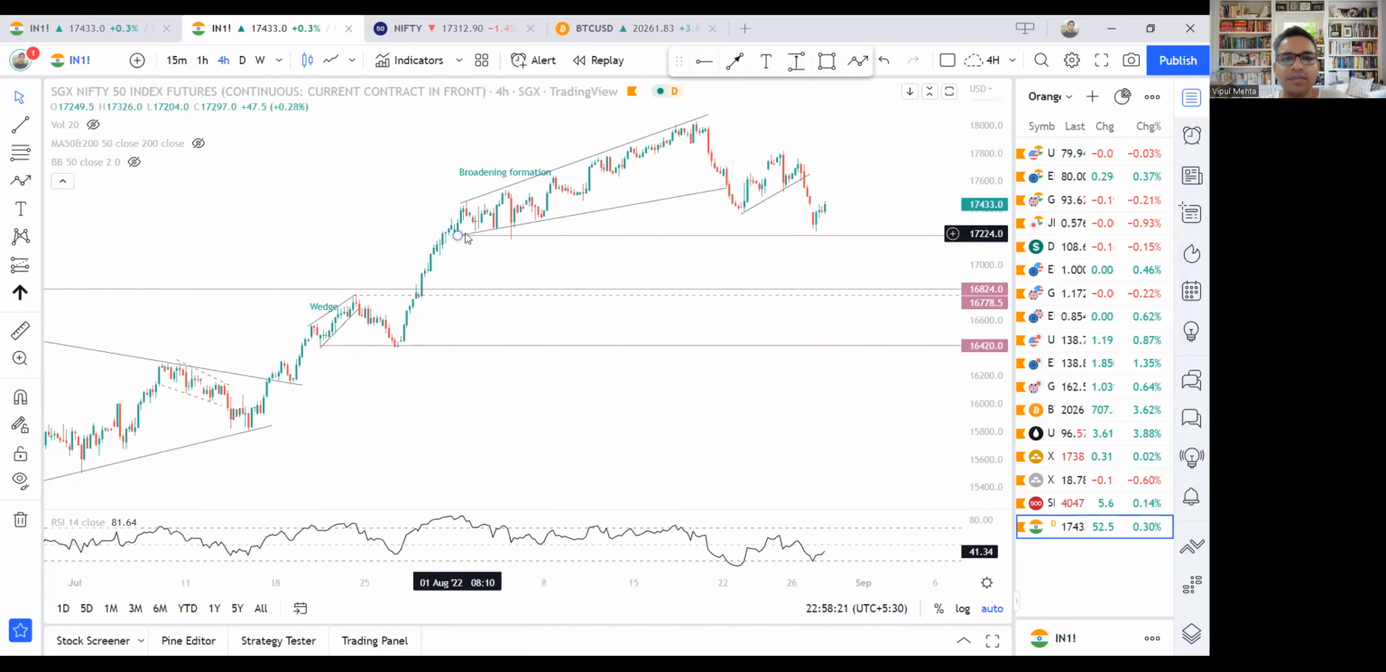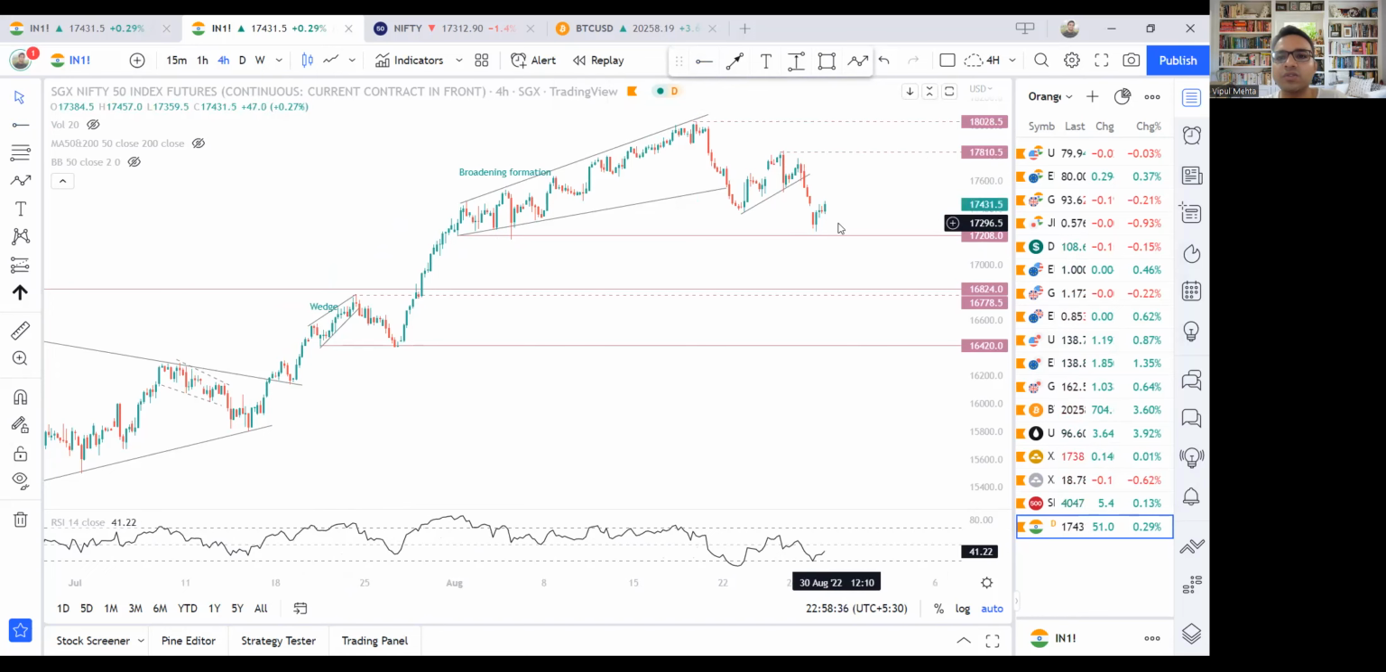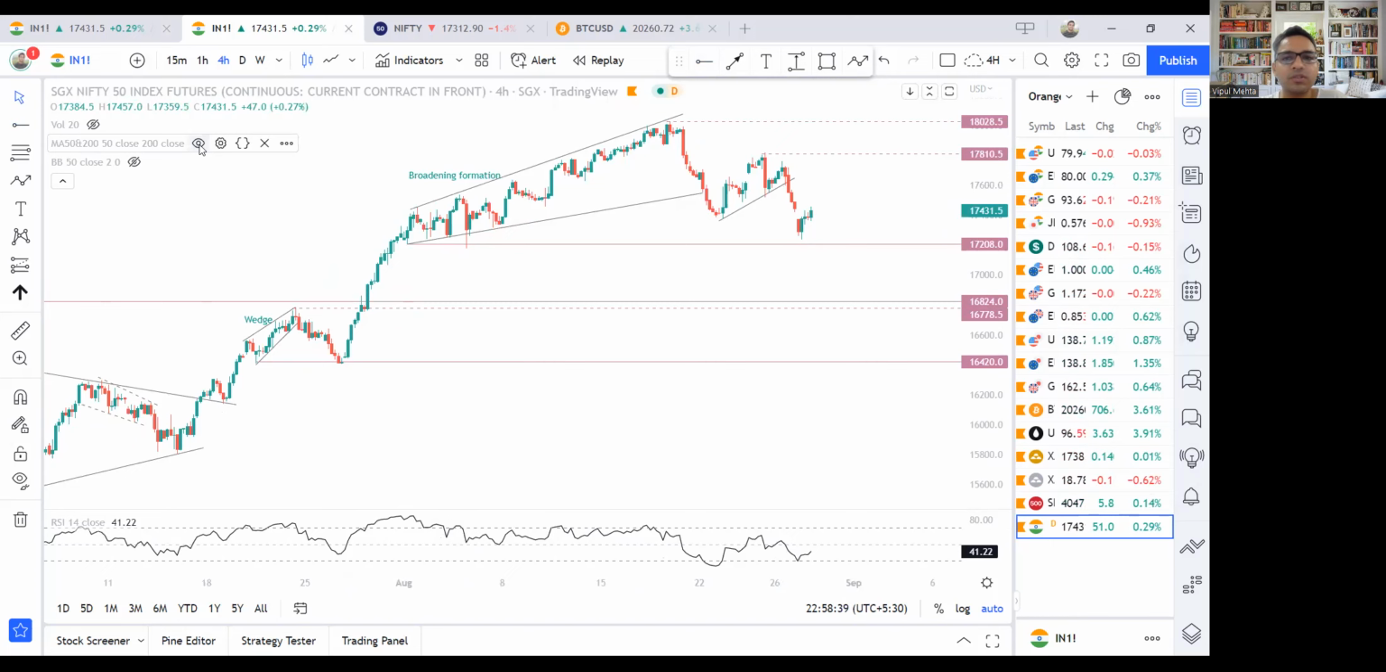Having said that, if we do see good buying here, this would be a very interesting buying opportunity for the price to go all the way back to 18,028, or maybe this high, this level, 17,800. If we do see a recovery, which is very much possible, a wedge breakdown and then recovery, or if this wedge or broadening formation breakdown happens and then a bullish recovery begins, then we can expect the price to go back up to these highs.